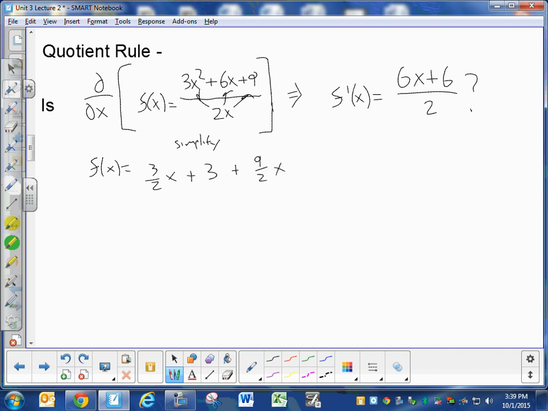I assumed you guys knew how to do it because nobody asked about it. So now that we've simplified, we are able to take the derivative and get the correct derivative. 3 halves plus negative 9 halves x to the negative second. That's the correct derivative. That is not 6x plus 6 over 2. This is not the same.